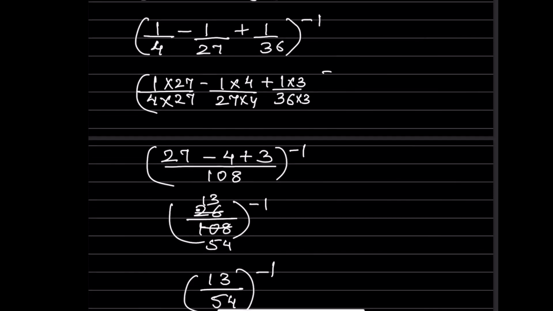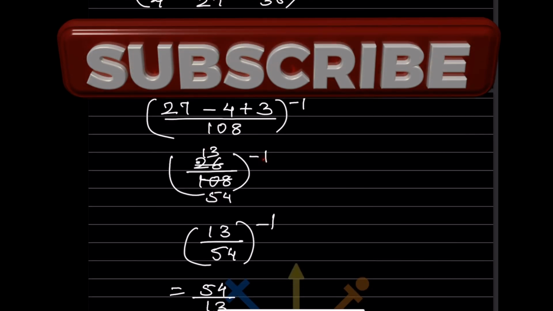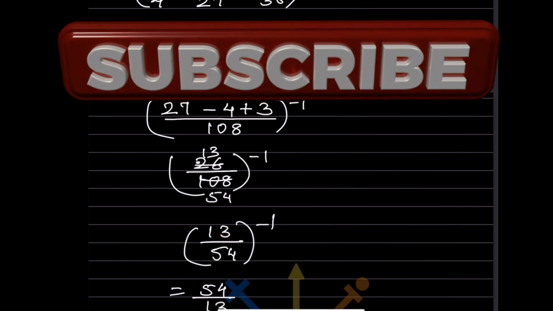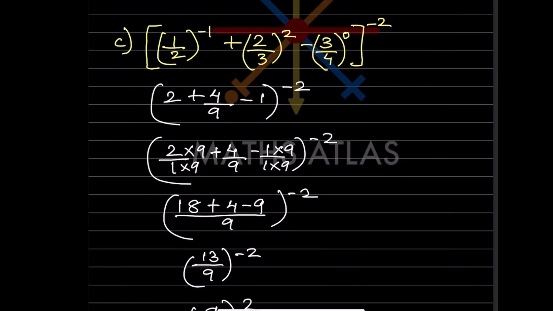So either you add this first and then subtract, or you can do 27 minus 4 and then add it. Anyways, you are going to get 26 by 108 raised to 9. So now the first thing, you can simplify this one. 2 13s and 2 54s are raised to minus 1. So that is going to be 13 divided by 54 raised to minus 1. So now this is negative, we have to make it positive, so this will get flipped over. So 54 divided by 13 is the answer.